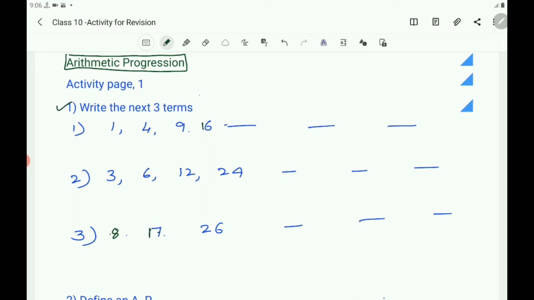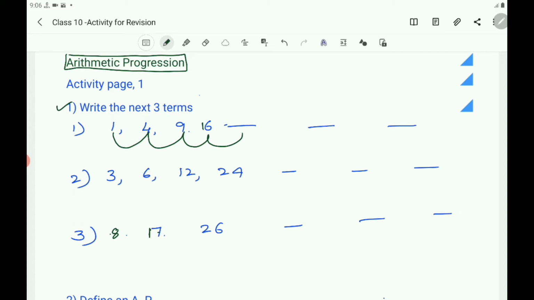First one is, write the next three terms. So you see the pattern of numbers here. Some rule is applied to get the next number. Observe that rule and write the next three terms. Here 1, 4, 9, 16.